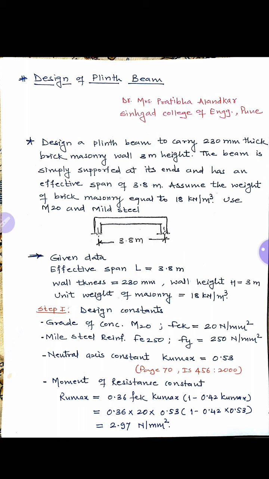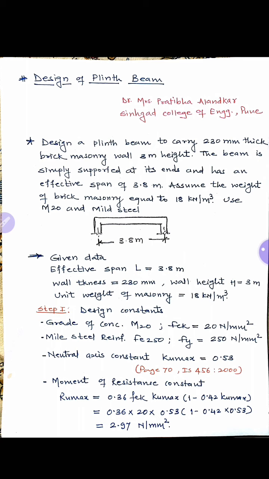If effective span is not given, clear span is given. Now we are knowing the classes for simply supported beam, continuous beam, and referring to IS code, we have to find out its effective span. Here indirectly effective span is given. Wall thickness 230 mm, wall height 3 meter, unit weight of masonry is 18 kilonewton per meter cube.